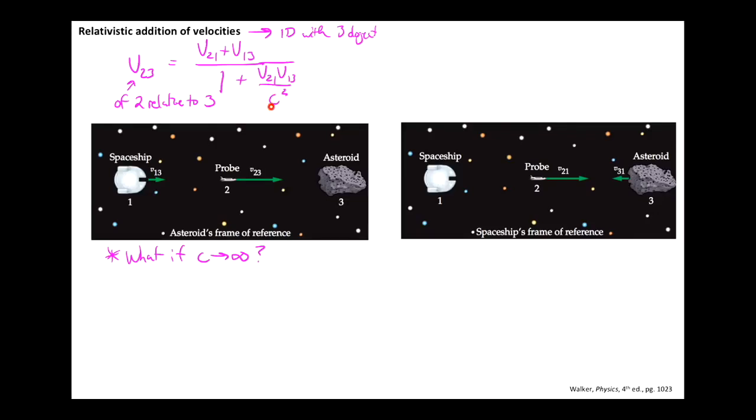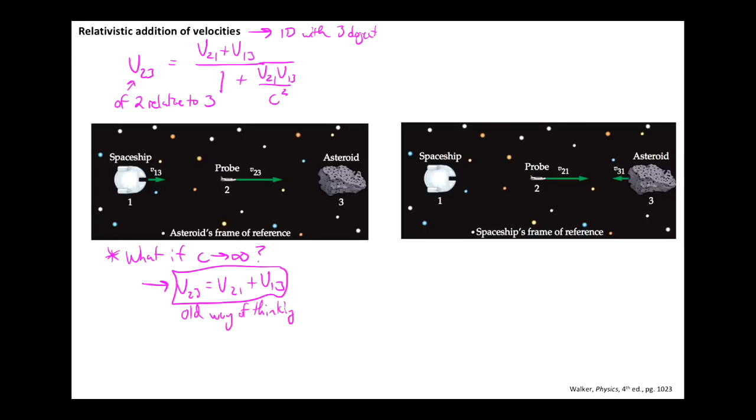So make this denominator really, really big. So this becomes 0. And then I have 1 plus 0, which means I just have the numerator that's left. So in other words, if c could be infinity, this equation would reduce to just the classical result. This is the old way of thinking.